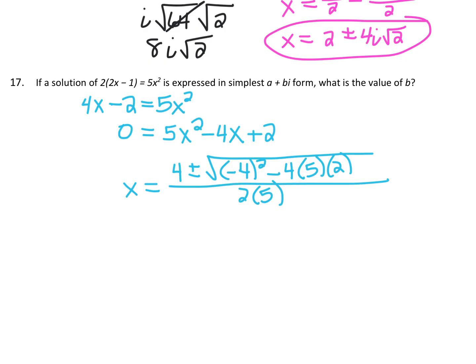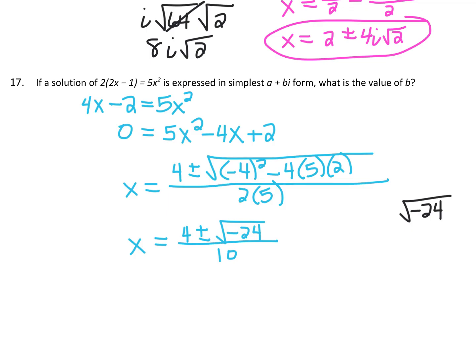All right, so x equals 4 plus and minus. All right, so then we've got to figure out what negative 4 squared minus 4 times 5 times 2 is equal to, which would be negative 24. And we're going to put that whole thing over 2 times 5, which is 10. All right, so I'm going to simplify the radical negative 24 off to the side.